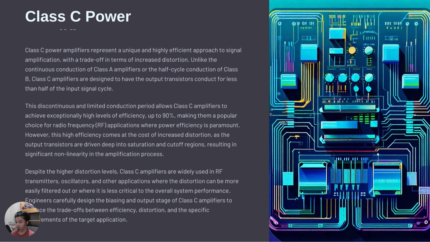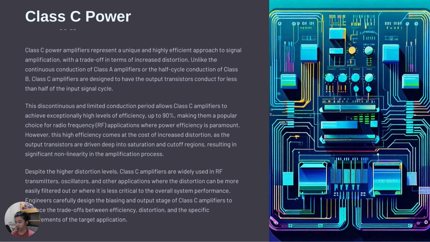This limited conduction period allows Class C amplifiers to achieve exceptionally high levels of efficiency, up to 90%, making them a popular choice for radio frequency applications where power efficiency is paramount. However, this high efficiency comes at the cost of increased distortion, as the output transistors are driven deep into saturation and cutoff regions, resulting in significant nonlinearity in the amplification process.